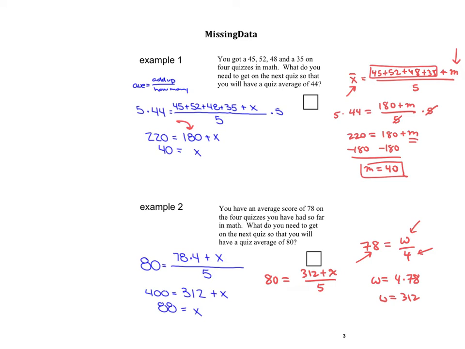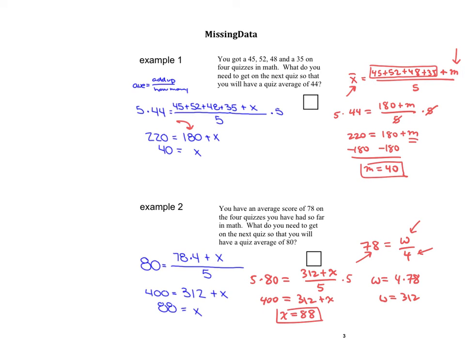Okay, so what I'm going to do then is I'm going to multiply both sides by 5, like I did similarly in the problem above. It gives me 400 is equal to 312 plus X. Okay, that gives me my final test score if I subtract 312 from both sides, which would be 88.